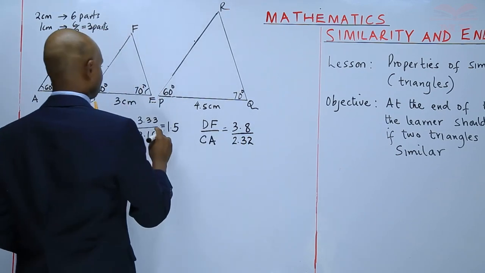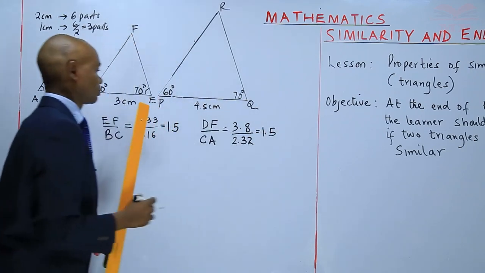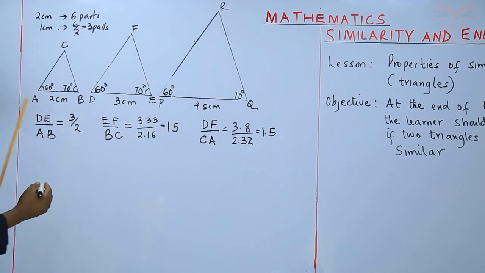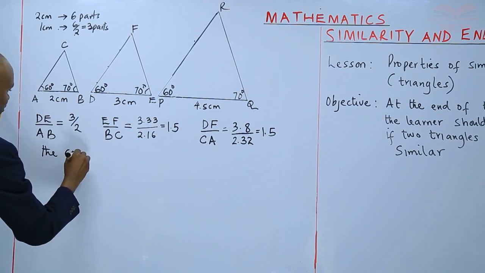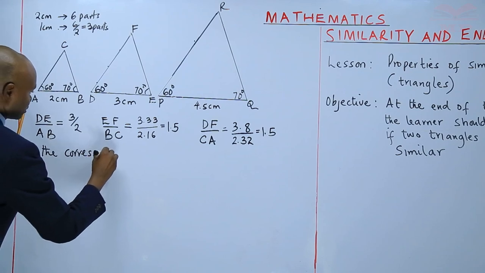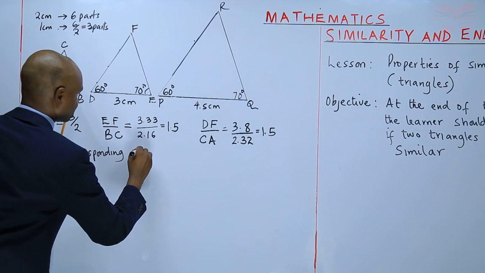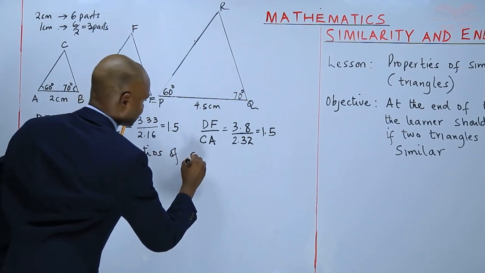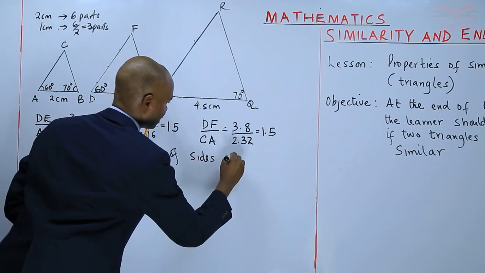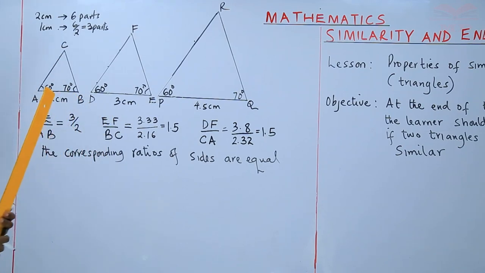So I'll have almost 2.31, 2.32, which works to almost the same ratio, 1.5. So we discovered that the corresponding ratios of sides are equal.